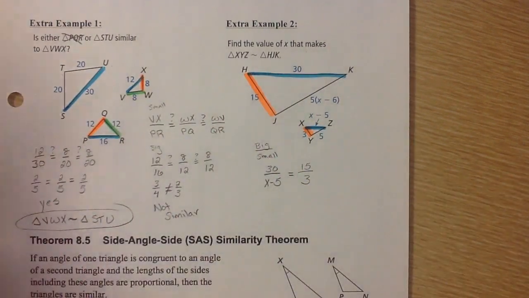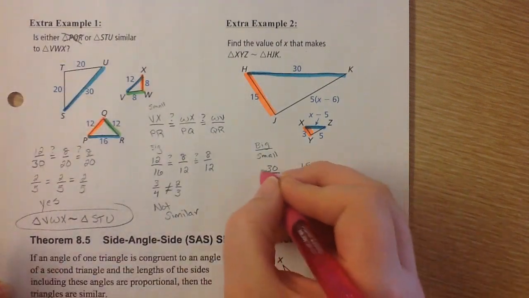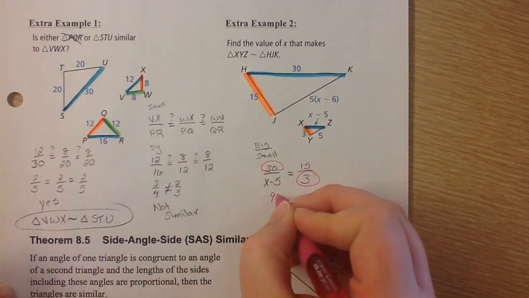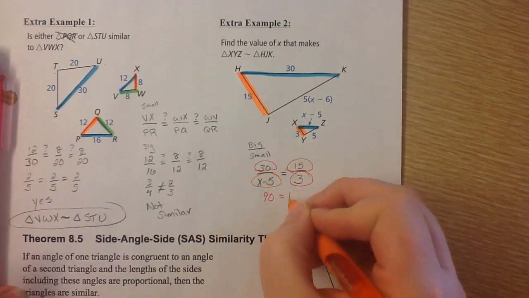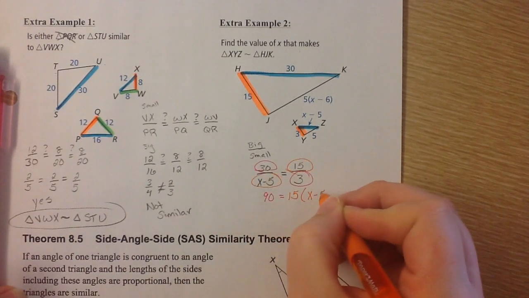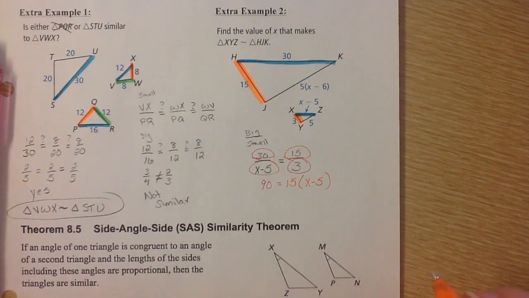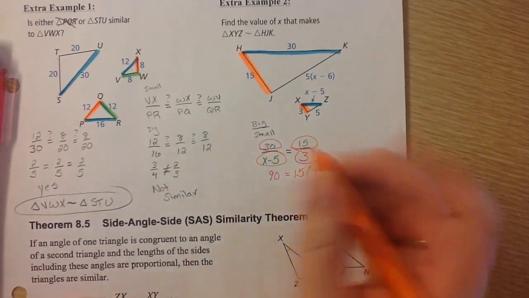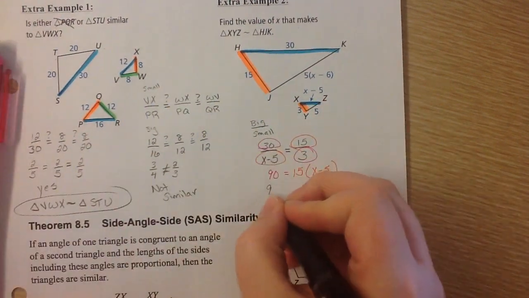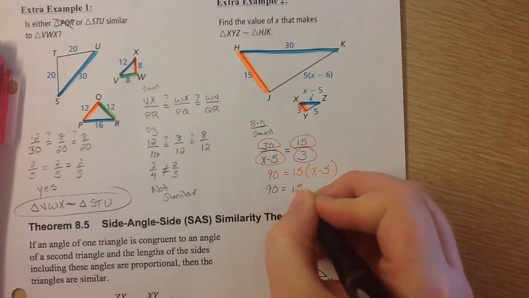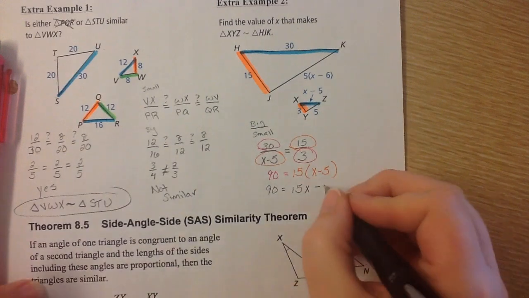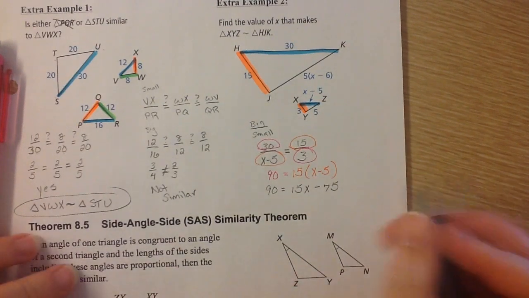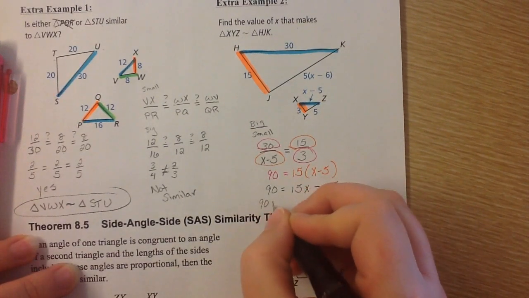So now I can just do means extremes. Let's multiply the extremes, the 30 and the 3. That gives me 90. Now let's multiply the means, 15 times x minus 5. It's times that whole thing, so I'm going to have to distribute. We need to make sure we have our algebra skills here. So I'd have 90 equals 15x minus 15 times 5, which is 75. Now I'm going to add 75 to both sides.